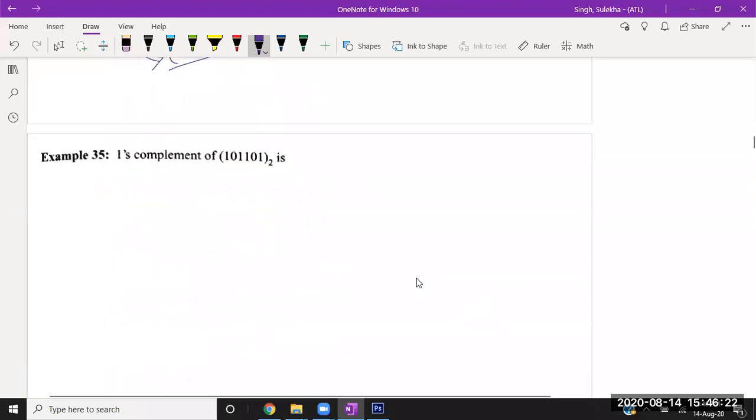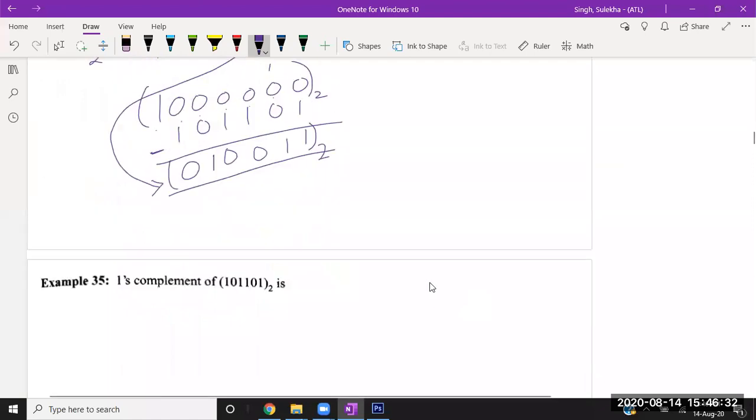In this example, we need to calculate the one's complement of the same example we have taken just now. Previously, what is the formula for one's complement or R minus 1 complement? That is R to the power m minus 1 minus n. Or if you have already calculated the two's complement, which is R's complement, for the R minus 1 complement you need to subtract one from the R's complement. So you will get the R minus 1 complement.